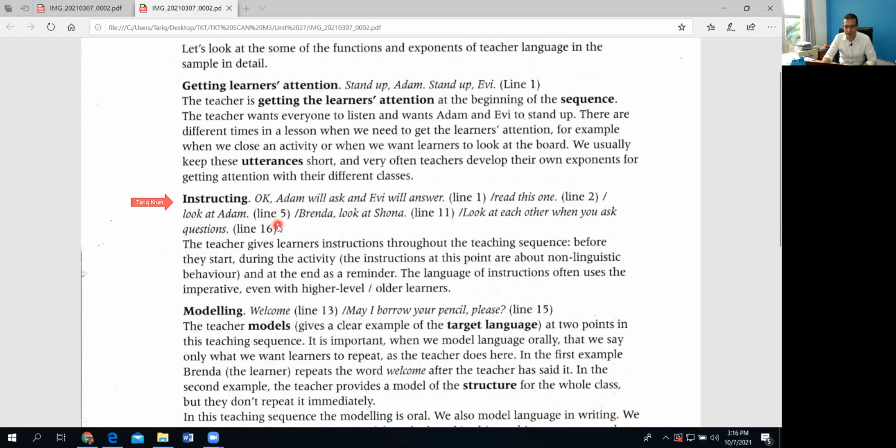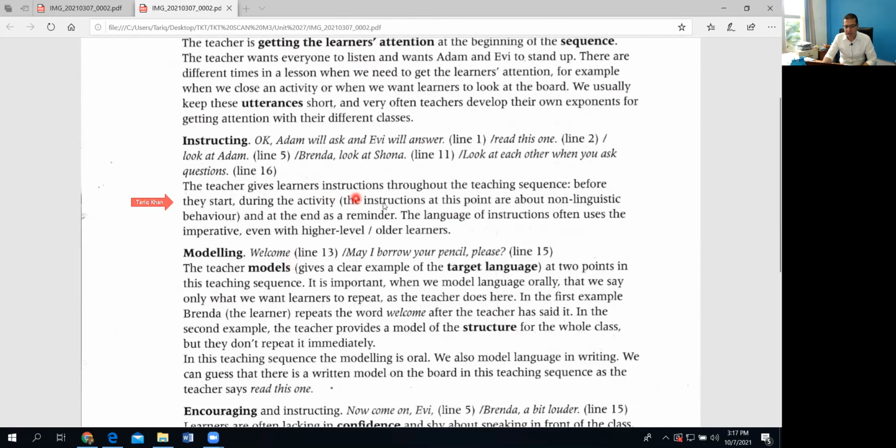So read this one, line 2, that is also instruction. Look at Adam, line 5, that's another instruction. Brenda, look at Shona, line 11. Look at each other when you ask question, line 16. All these come in the instructions. And some you can find out whenever you are giving instruction. So you need to differentiate between these dialogues, which come into the category of instructions or the category of getting attention, and likewise some other categories are also there.